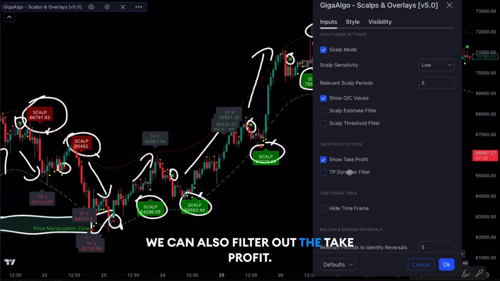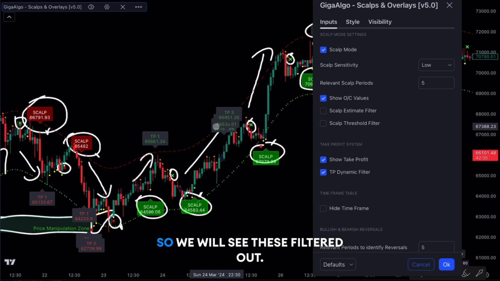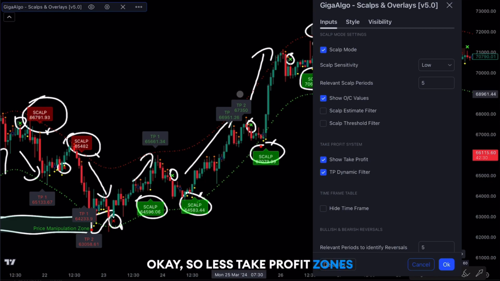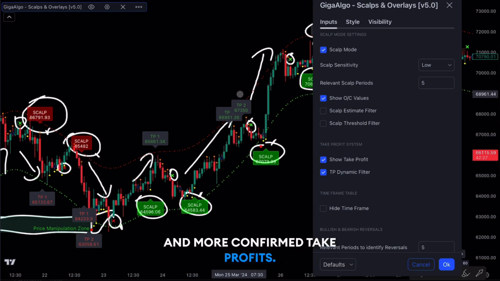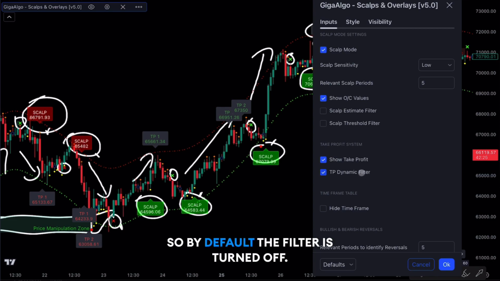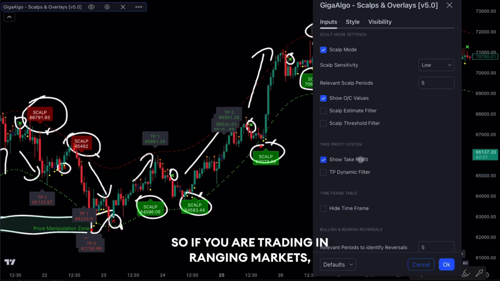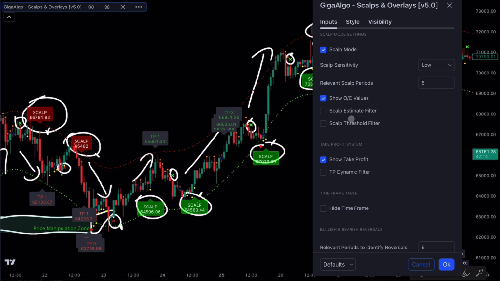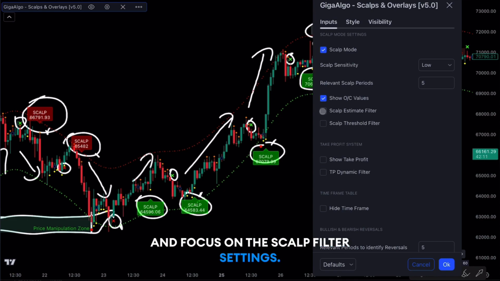We can also filter the take profit, so you get fewer take profit zones and more confirmed take profits. By default, the filter is turned off. If you are trading in ranging markets, you can understand how the take profit works. So let me turn off the take profit and focus on the scalp filter settings.